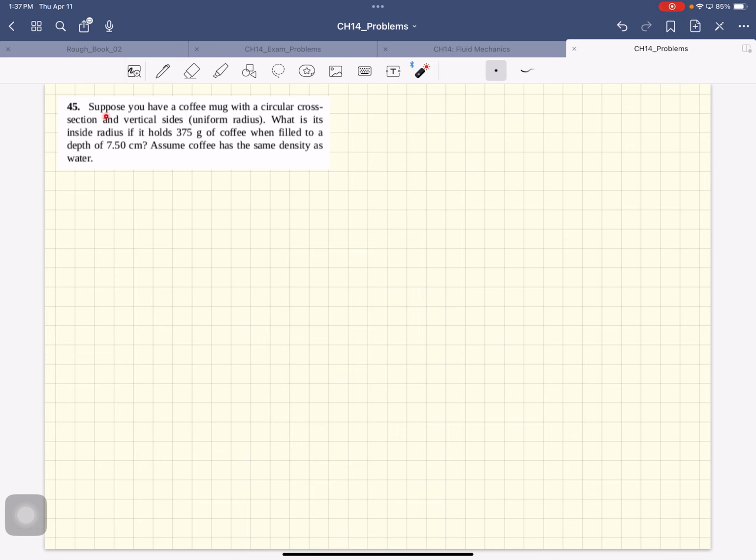Alright, so this problem says, suppose you have a coffee mug with a circular cross section and vertical sides. So uniform radius. What is its inside radius if it holds 375 grams of coffee when filled to a depth of 7.5 centimeters? Assume coffee has the same density as water. Okay. So the density is 10 to the 3 kg per meter cube.